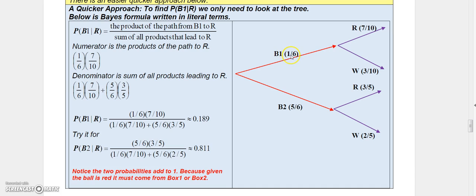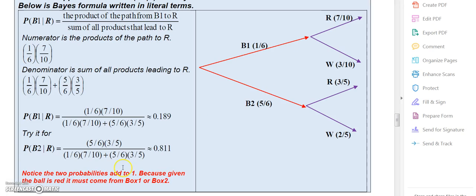to R. So 1/6 times 7/10 plus 5/6 times 3/5. Let's see, it should be 3/5, not 2/5, because it's to R, not to W. All right, so anyway, I'll correct that in the notes, but that should be a 3. I'm not sure if it's going to give us the right answer, but I know that should be a 3. It's right. I just made a typo right there and had a 2 instead of a 3.